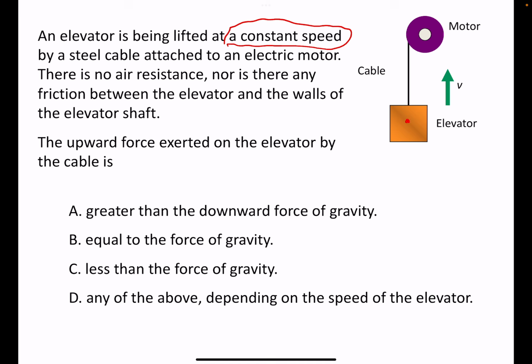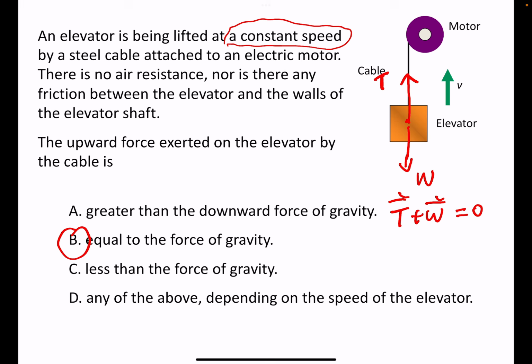And let's do the free body diagram. We have tension from the cable, we have the weight of the elevator. Those are the only two forces acting on the elevator, and since it's constant velocity motion, net force has to be zero, so tension and the weight have to add up to zero. So the answer is B.